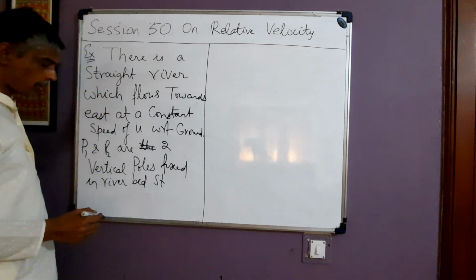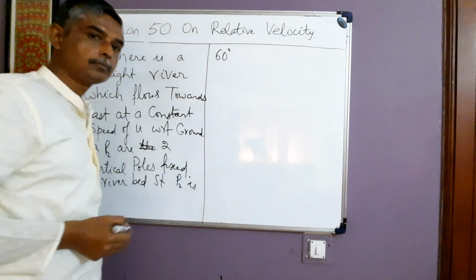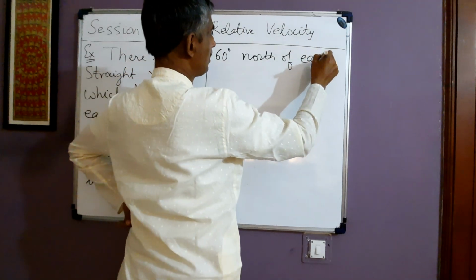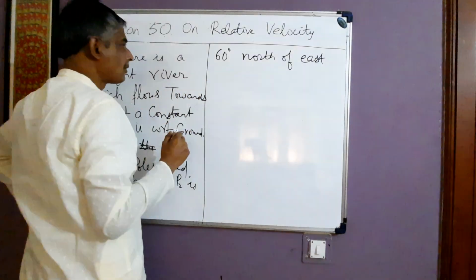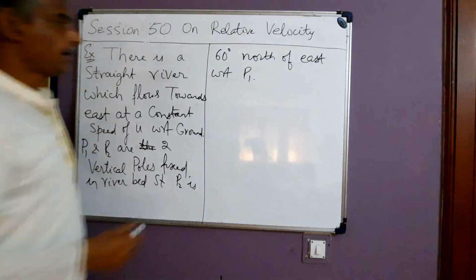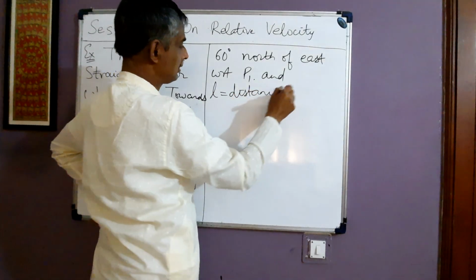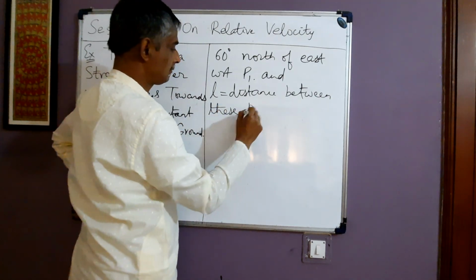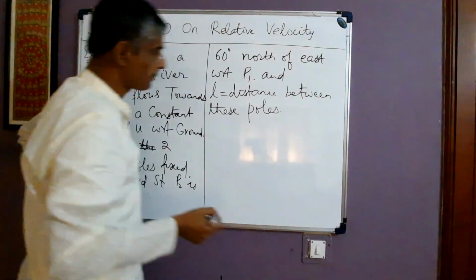such that P2 is 60 degree north of east with respect to P1, and L is the distance between these poles.